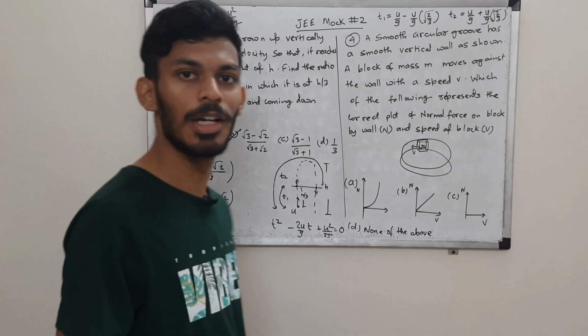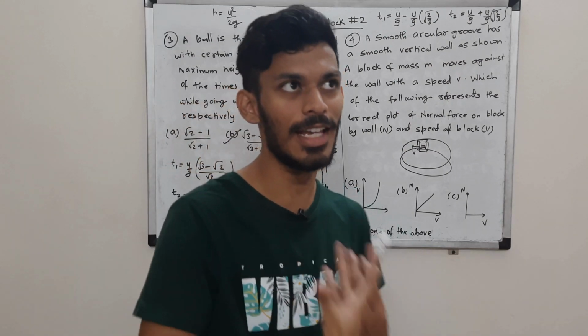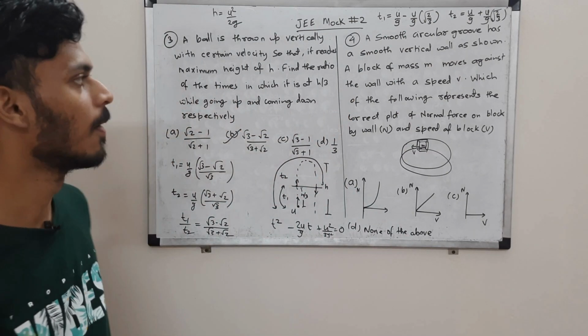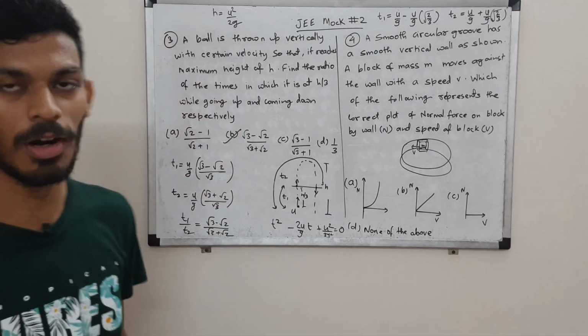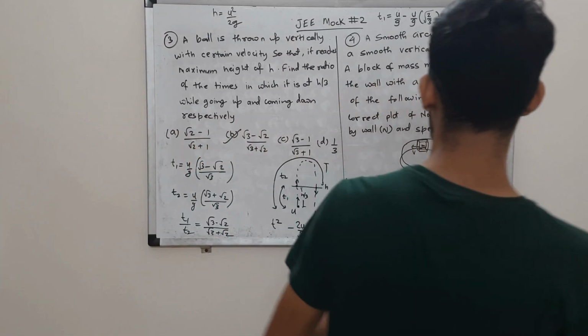Pretty typical question. You are just supposed to solve s is equal to ut plus half at square. And remember, we will keep everything in terms of u. Okay, let's come to this one.